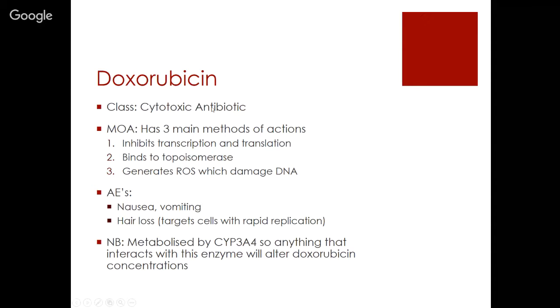Doxorubicin is one of those cytotoxic ones. It's one of those I was saying is sometimes used as an antibiotic but also will harm human cells. It has 3 main methods of action. It inhibits transcription and translation. It binds to topoisomerase and it generates ROS, reactive oxygen species, which damage the DNA. And once again, for most of the anti-cancer drugs, you're going to have pretty similar effects. So it's the hair loss, it's the nausea, vomiting, which I'm sure you've heard about from chemotherapy, and the targeting of almost all cells with rapid replication.